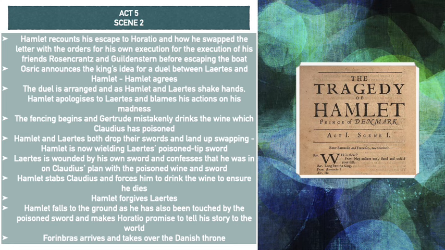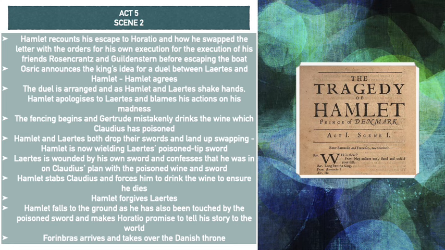Osric then comes in. He is a servant, and he announces the king's idea for a duel to take place between Laertes and Hamlet. Hamlet readily agrees to this. The duel is arranged, and as Hamlet and Laertes shake hands, Hamlet apologizes to Laertes and blames his actions on his madness. So remember, Laertes is quite mad at Hamlet.